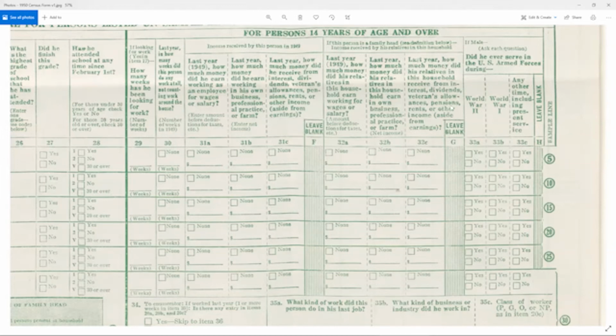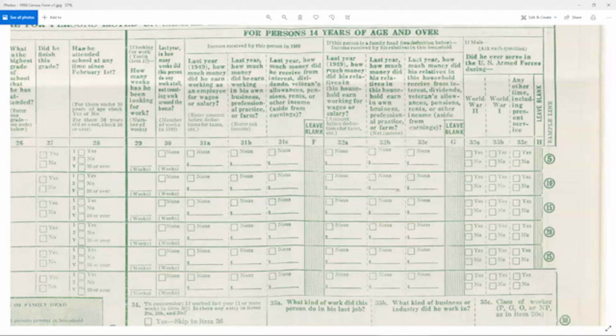Same with these questions here. These are all related to income. This first batch is income received by this person, so whoever's on this line, in 1949. In this batch of questions, it's related to income. If this person here on line 5 is a head of household, then they're also asked about the income received by his relatives in this household.